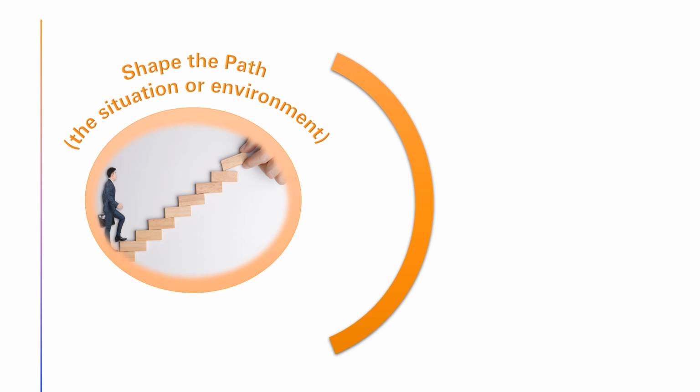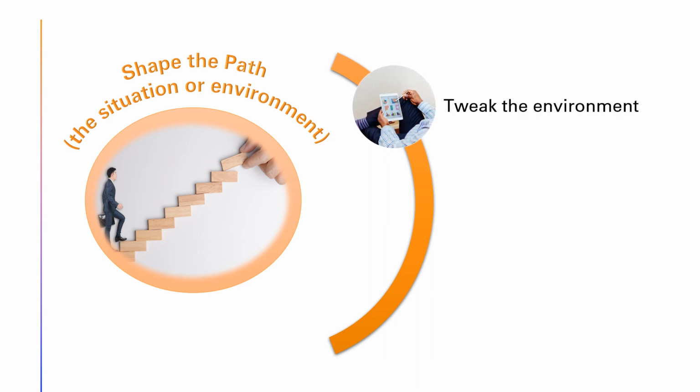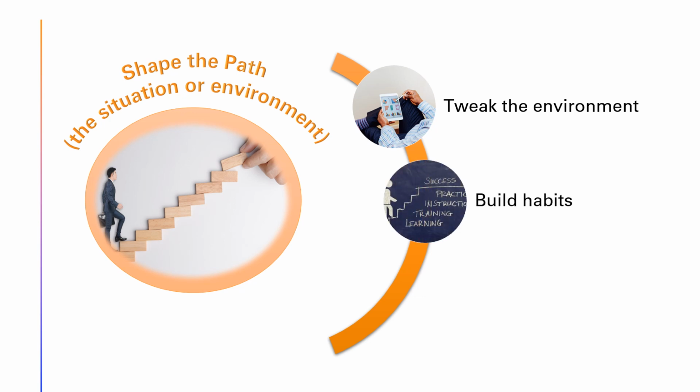The last element of the change framework is to shape the path, to remove obstacles that might slow or prevent change. First, tweak the environment to make the change easier to accomplish. Then, it's important to build habits so the change becomes second nature. Finally, you can rally the herd. If surrounded by enthusiastic adopters of the change, it'll be easier to make the decision to change.